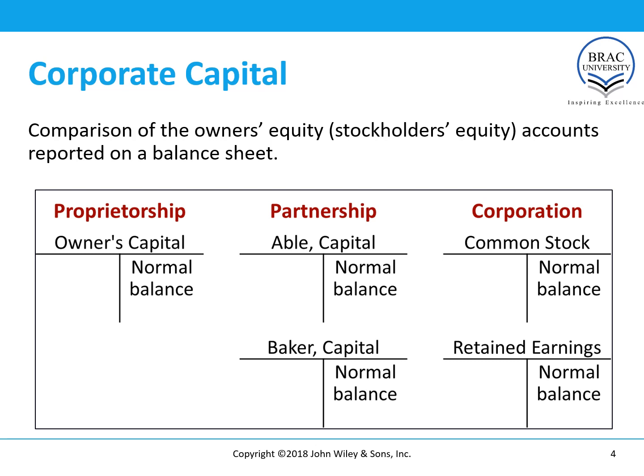Here, the comparison of owner's equity account reported on a balance sheet of a proprietorship, partnership, and a corporation is given. As you can see, in all these forms of organization, the owner's capital account has a normal balance of credit. However, in case of corporations, an additional account is also there under the owner's equity account, which is the retained earnings, and it also has a normal balance of credit.